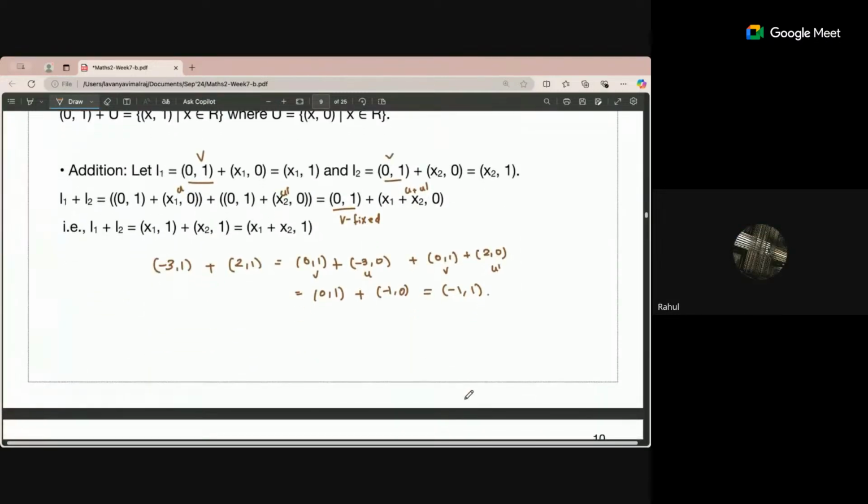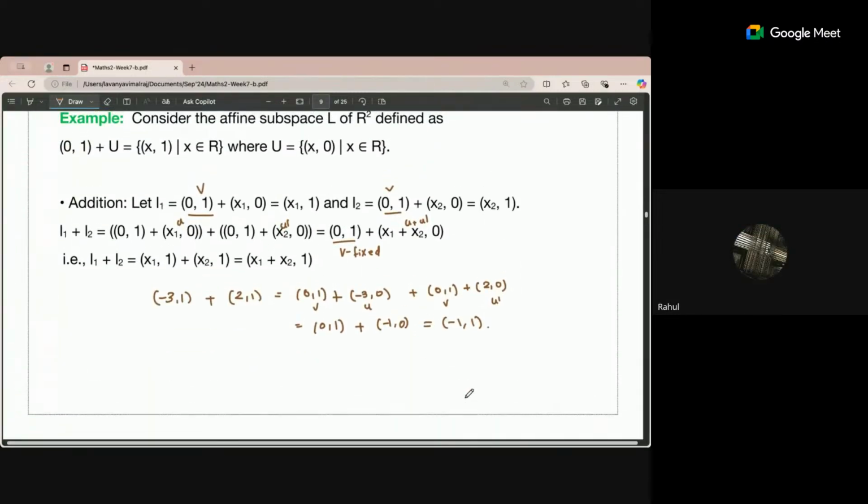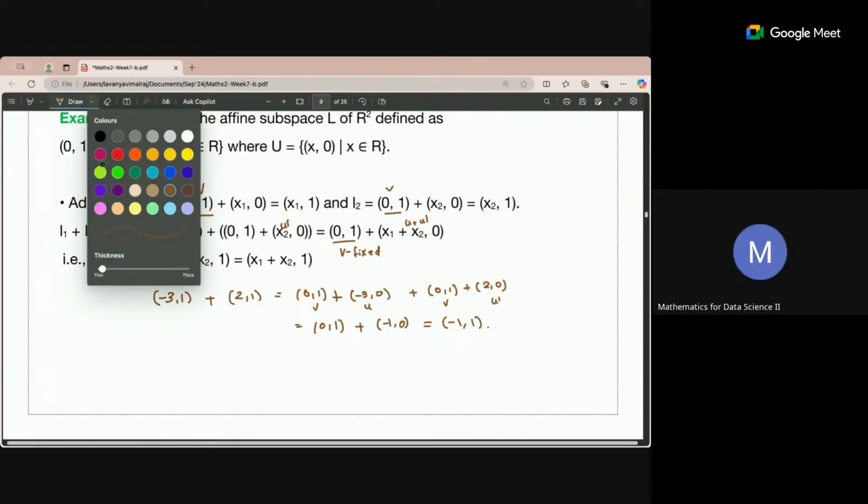Can you graphically show what it means to add two affine subspaces? What would it look like, adding two elements of an affine space? Wait, are we adding two elements or are we adding two affine spaces? No, we are just adding two elements from an affine space. So this is one element from this L, and this is another element from L. Here we are just going back to U and then we are again adding this V part.